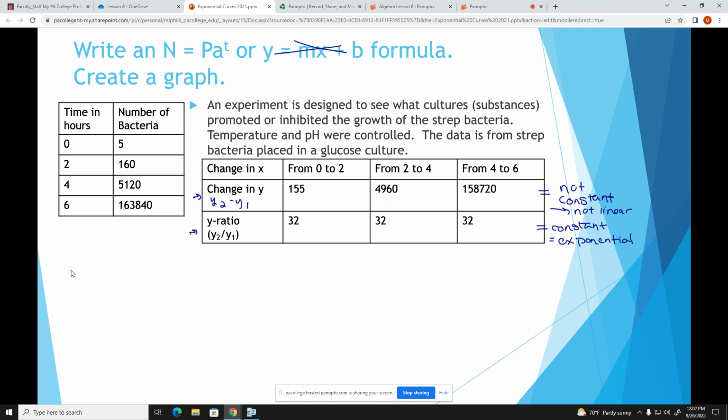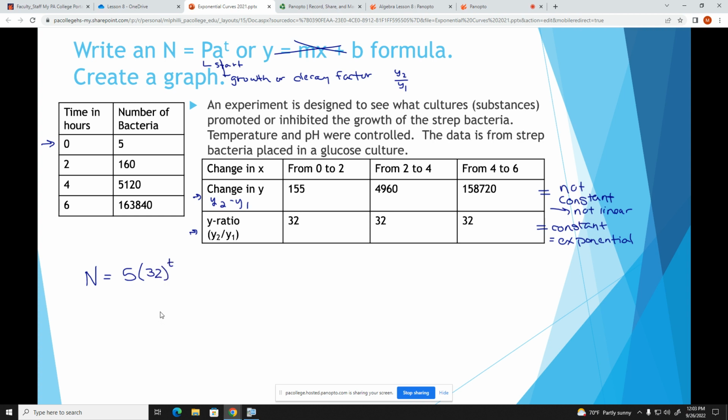So when we reviewed this, we reviewed that n is the same as our y values, so n equals. P is our start, and we know that the start is when time is 0. So I look in my data, and I see here is at time is 0. The start is 5, so I put that in. The A, we know, is the growth or decay factor. And we had noted that it is the y2 over the y1 value. And so looking at the ratios in my chart, I see that that is 32, and t is the time.